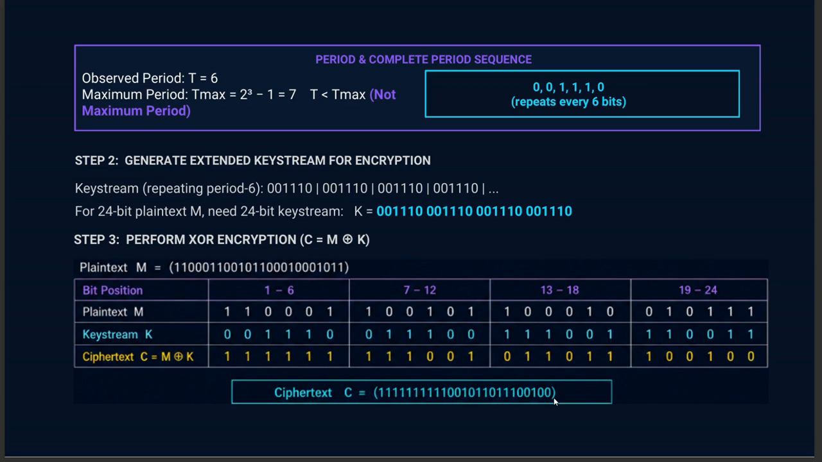However, there is a very important weakness here. The period is only 6, which is very small. A small period keystream becomes predictable very quickly. That's why practical cryptography uses multiple LFSRs, nonlinear combiners, and more complex feedback mechanisms.